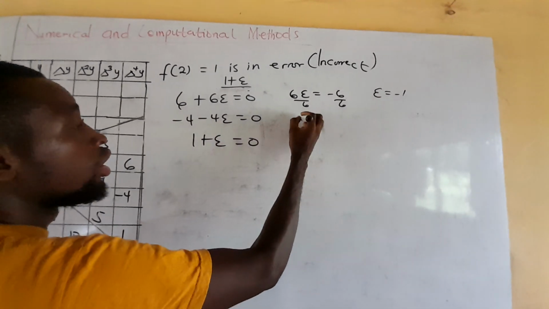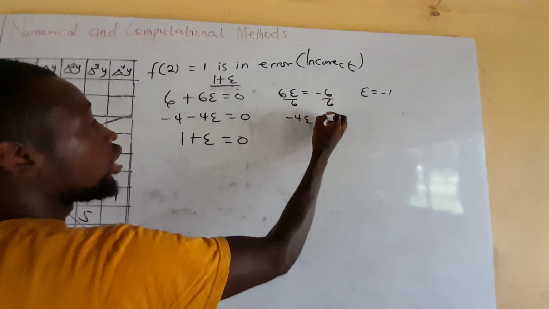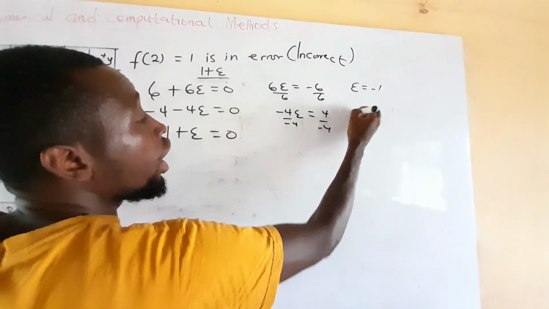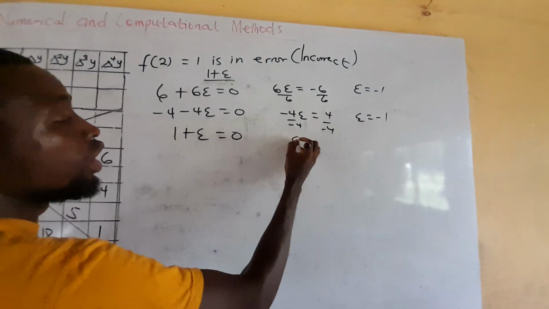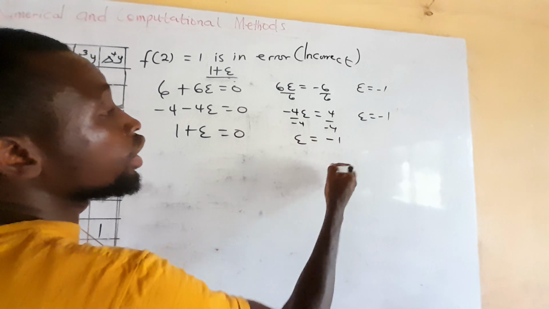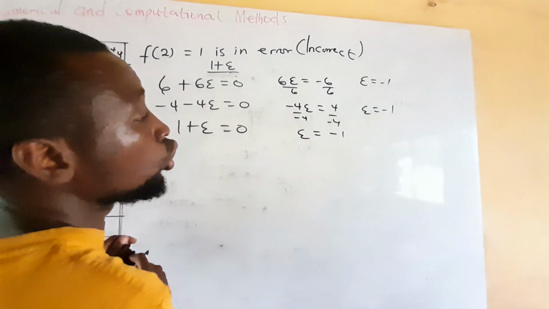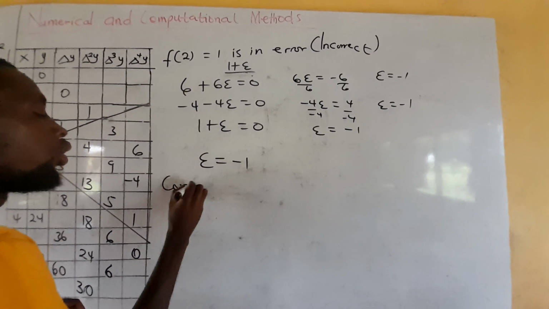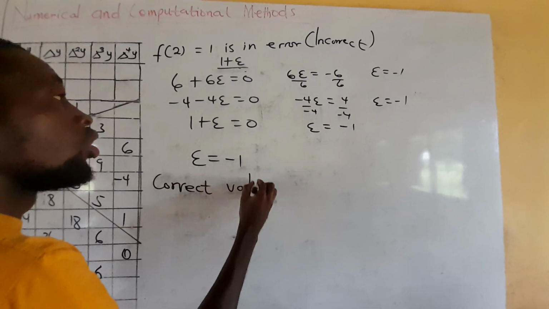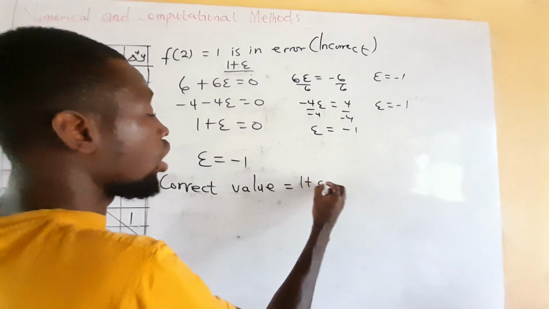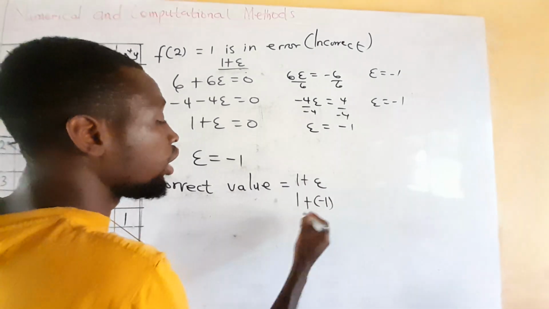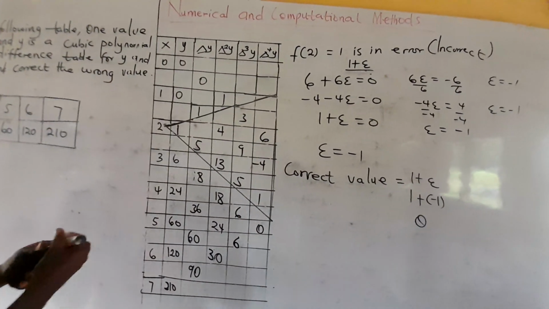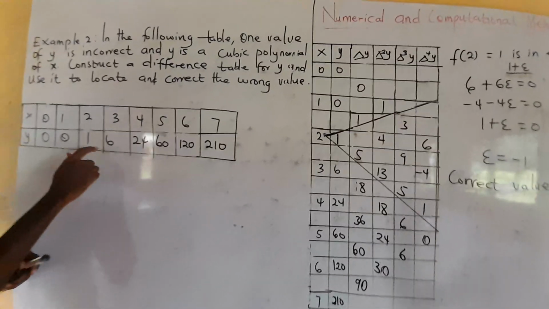Here too, we can say -4 error is equal to 4. When we divide both sides by -4, you can see that we'll get error to be -1. The same way here, we have error is equal to 0 minus 1, which is -1. So any one of them, you get error to be -1. So the error is actually -1. So the correct value will be equal to 1 plus the error. So that will be 1 plus -1, and that's 0. So the correct value is 0. That means this place actually must be 0. That's the value here must be 0. I hope you get that.